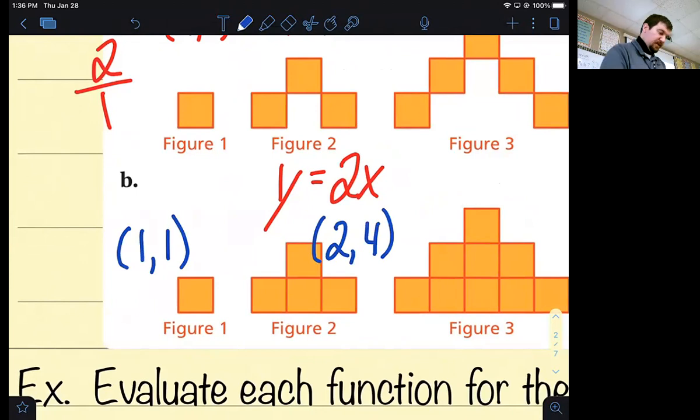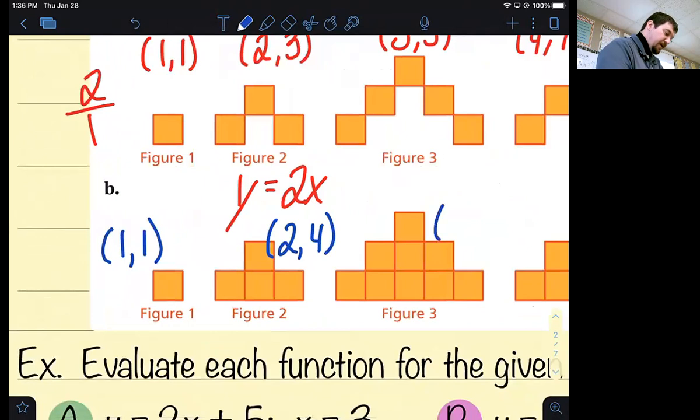Let's see if that continues on here. In figure 3, what is the area? Ooh, okay, hold on. It went from 1 to 4, it jumped up 3, and then it went from 4 to 9, it jumped up 5. This is not a constant rate of change. This is non-linear, but I can still write an equation for it, and I'll get there in just a second.